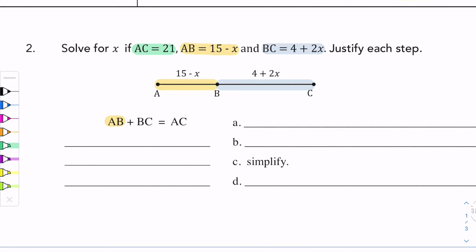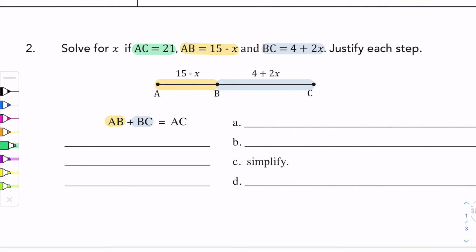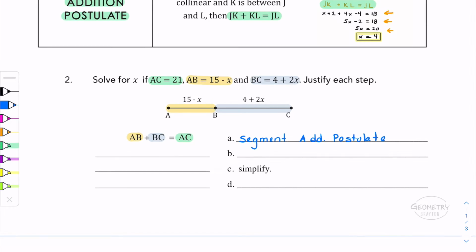So we have AB plus BC is equal to AC. And to start the justification process here, we're just going to list that this is in fact called the segment addition postulate. It is the definition we just went over right there.